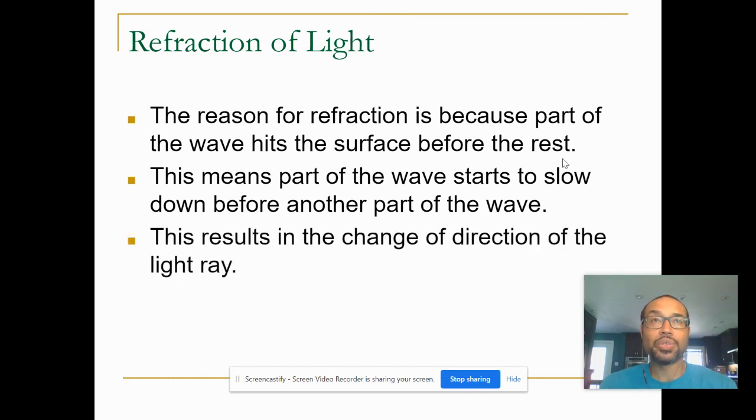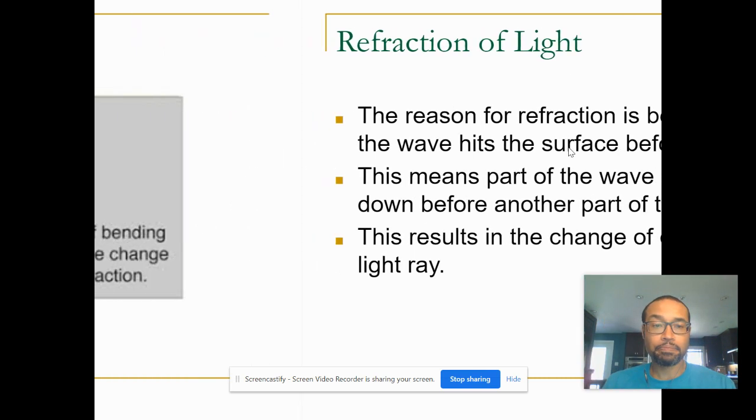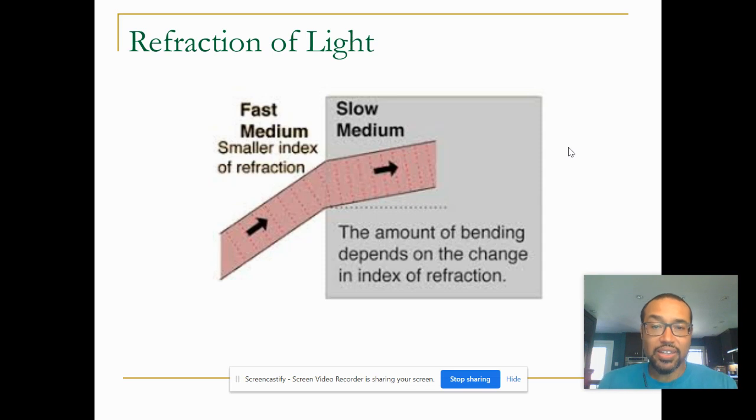Of course, again, it's harder to imagine because photons are so tiny, but part of that light ray will hit that boundary, that border between the two mediums first, and that will cause that bend or refraction of those light rays. And you can kind of see it there, though for some reason that looks a little granular. I'm not sure why that's so pixelated, but that's okay.